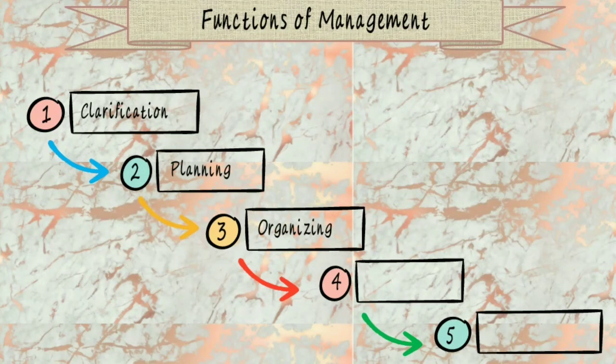And the third is organizing. Organizing is the process of bringing together physical, financial, and human resources and developing productive relationships amongst them for achievement of organizational goals. The fourth is directing. It is that part of the managerial function which actuates the organizational method toward efficiency. And the last is controlling. Controlling implies measurement of accomplishment against the standards and correction of the deviations, if any, to ensure achievement of organizational goals.